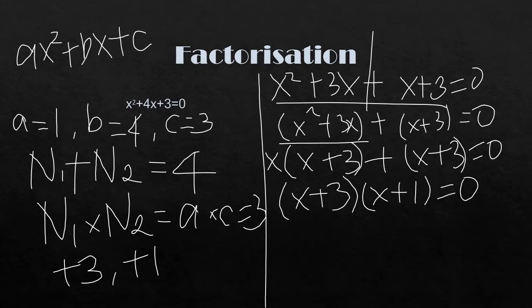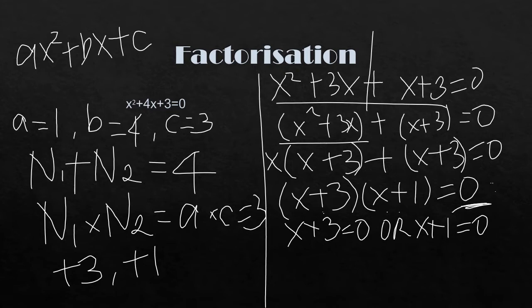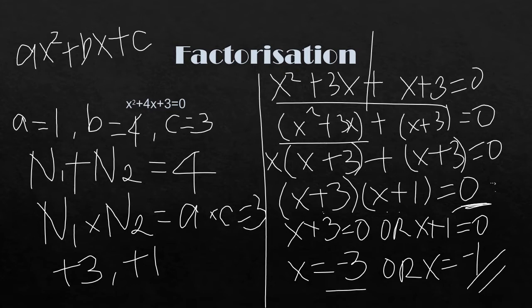The product of two numbers, if it's equal to 0, one of them must be 0, right? Because anything multiplied by 0 will be equal to 0. So we can say that x plus 3 equals 0 or x plus 1 equals 0 for this equation to be true. So x is equal to negative 3 or x is equal to negative 1. These are the two solutions for the quadratic equation.